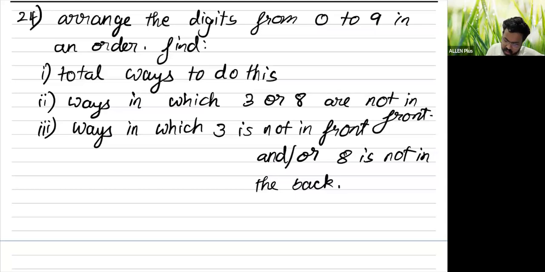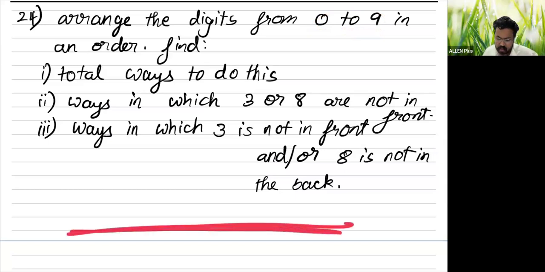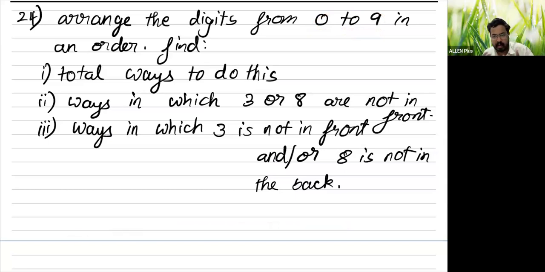So you have your numbers from 0 to 9. There are 10 numbers over here. You arrange them in a line. You are arranging them, so you're not making a number. So 0 can come in the first place. That is all about it. You have to find the total number of ways in which you can do this, first of all. Second, the ways in which 3 or 8 are not in the front. I'll edit this to make it proper.